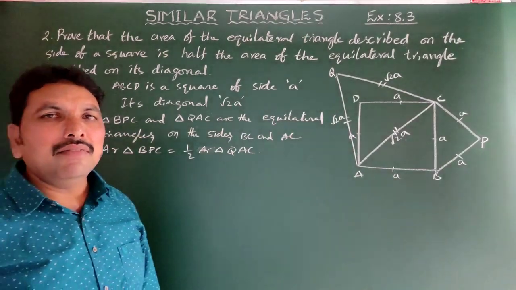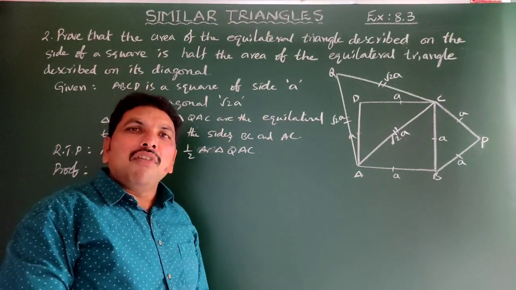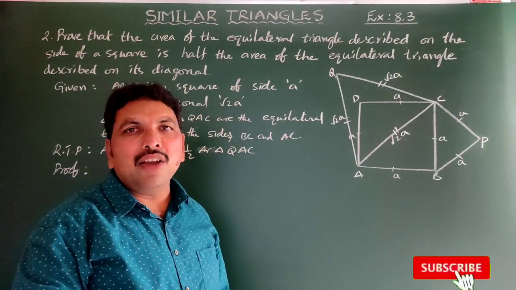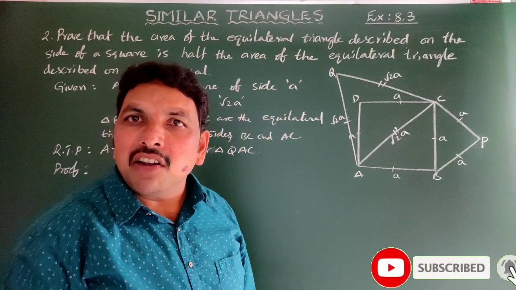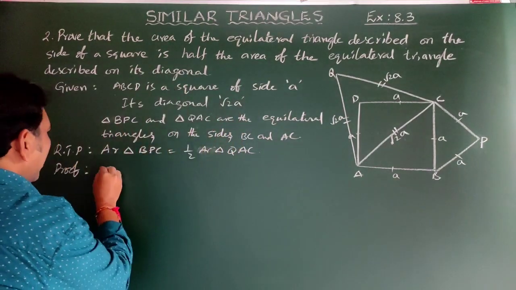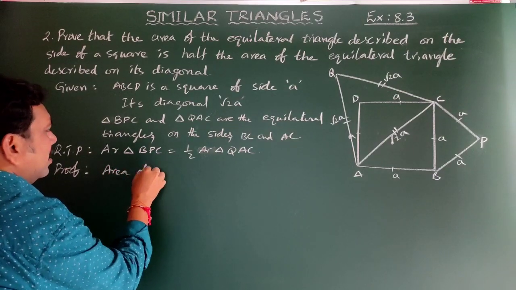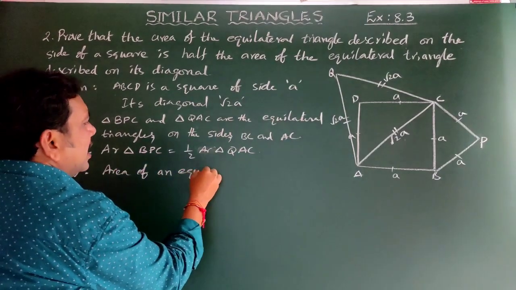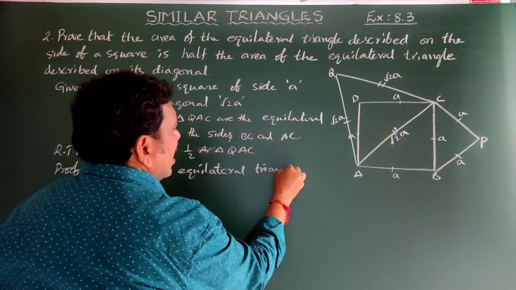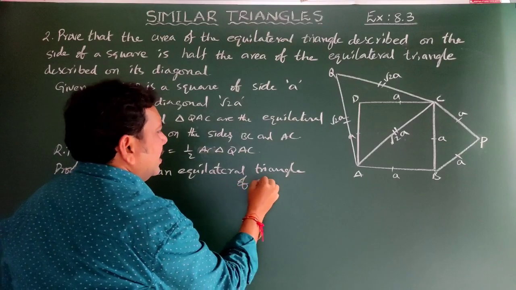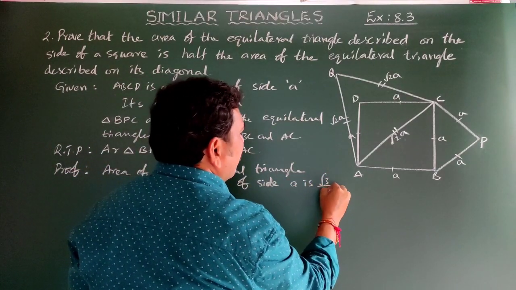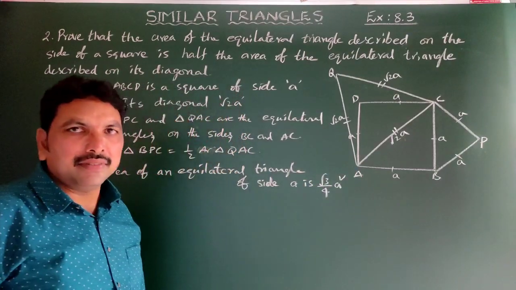Actually, what is the formula for the area of an equilateral triangle? If the side is a, the area of an equilateral triangle is root 3 by 4 a square, exactly. Yes, write that down. Area of an equilateral triangle of side a is root 3 by 4 a square, right?